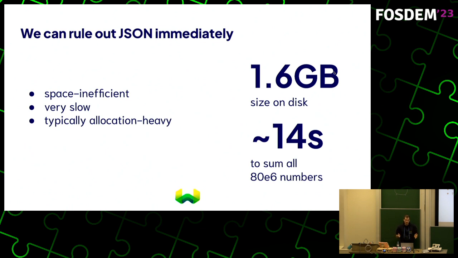If you want to represent those numbers on disk, JSON basically uses strings for it, and then you have all these control characters, your curly braces and your quotes and your colons, and everything takes up space. So in our fictional example, that would take up 1.6 gigabytes, and you'll see soon that we can do that more efficiently. But also it's slow. Part of why it's slow is, again, the memory allocations, but also the whole parsing just takes time. In our example, this took 14 seconds to sum up those 80 million numbers. And as I said before, you just don't have double-digit seconds in a database.